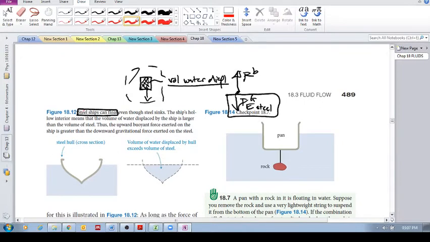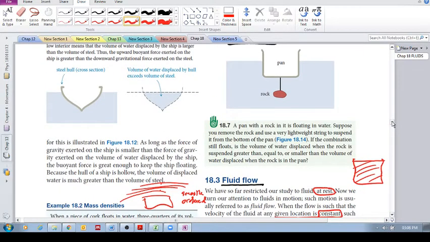Okay, here we go. Figure 18.2. Steel ships can float even though steel sinks. Remember, the density of steel is much larger than the density of water, but you can make it float as long as you design the steel object so that it displaces a sufficient amount of water, so that the upward buoyancy force is large enough, bigger than the downward gravitational force. So please make sure that you absorb that.